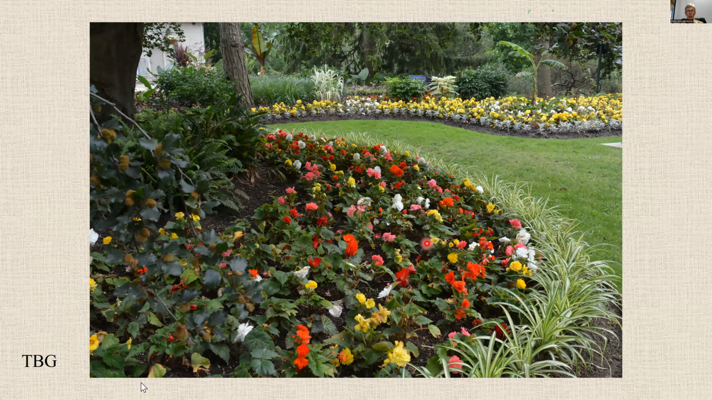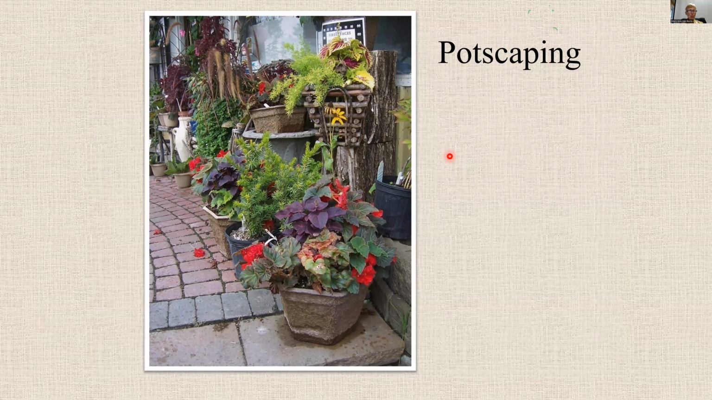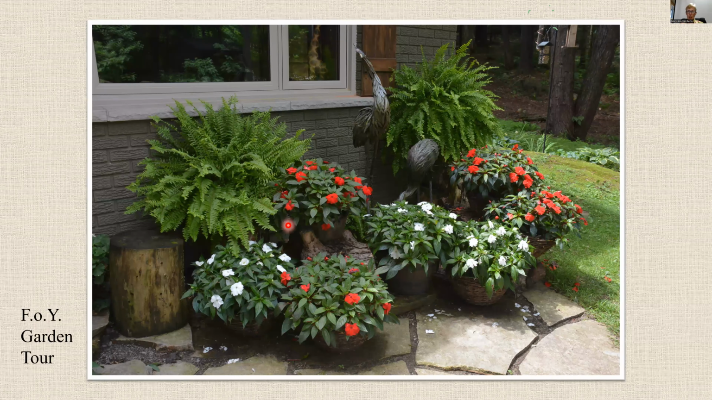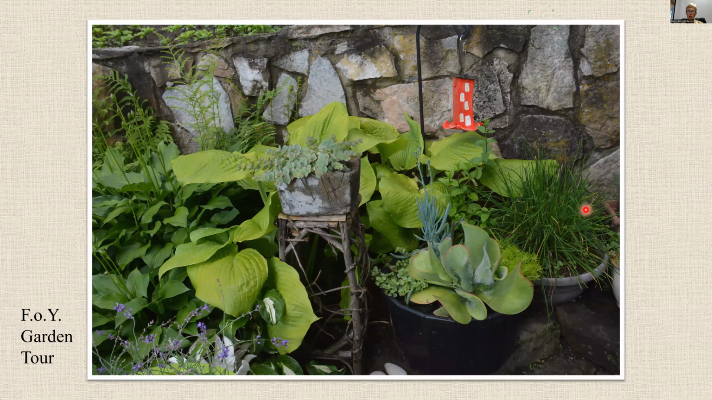And the mass planting of annuals in the Toronto Botanical Garden. So you can see it all together, and potscaping, as I said, is an option if you don't have a spot, if you don't have enough moisture or there's too dense tree roots, you always just put things in pots. Again, some New Guinea impatiens and some succulents and hostas, just a collection of planters.